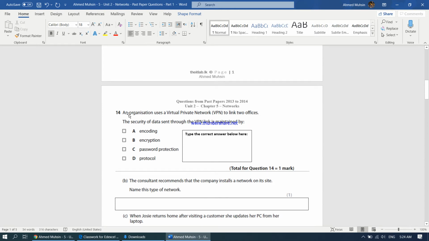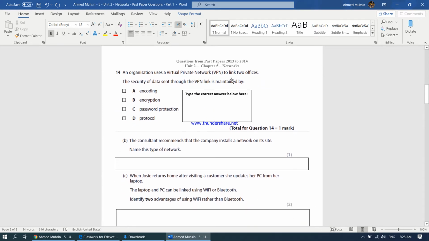Next question: an organization uses a virtual private network to link 2 offices. The security of data sent through the VPN link is maintained by... so in VPN the security of the data is maintained using something which we call encryption. Okay, so I have told you what encryption does. Encryption basically scrambles the data into an unreadable form. So the same thing happens in VPN also. If you use VPN to transfer your data, if anybody in the middle gets hold of your data, they simply would not understand it.